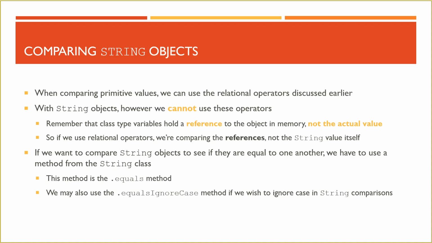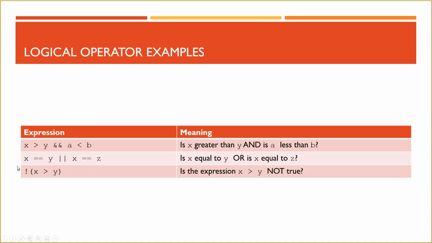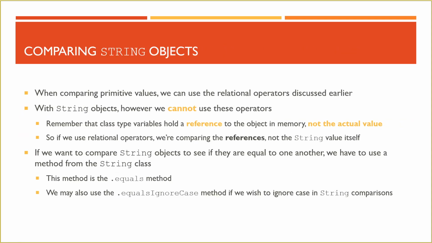So with primitive variables, I can use these operators here. 1 is equal to 1, I can say that because x and y would both contain the number 1. But with a string, they're going to contain memory values, not the actual string. So if we want to compare if a string is equal to another string, is the name Will the same as the name Will? How would we do that? Well, the string class has a method that we can use called the equals method.